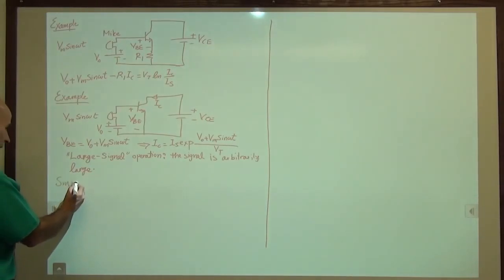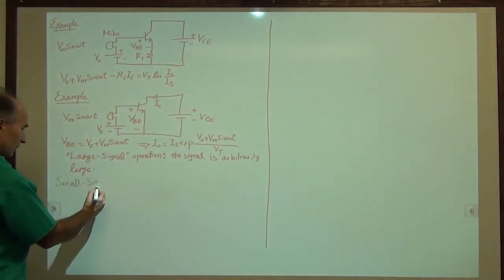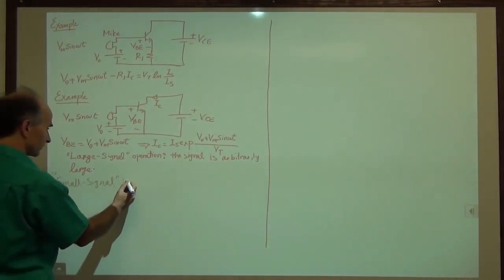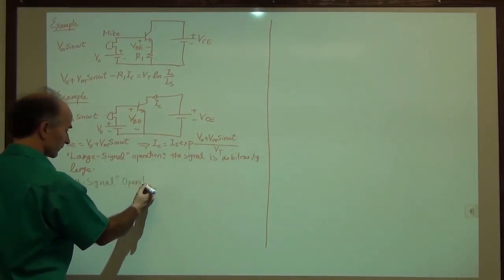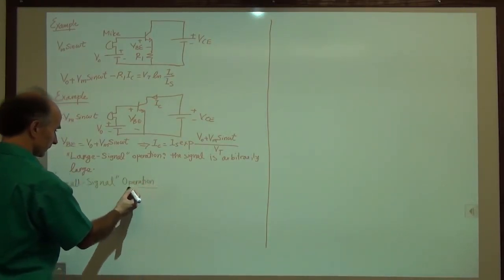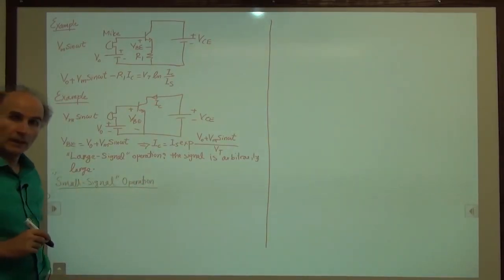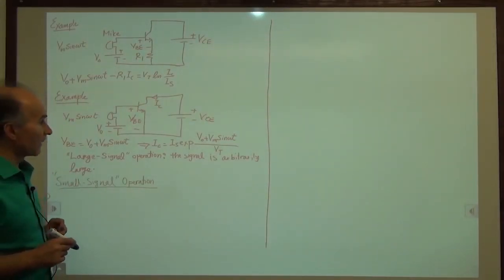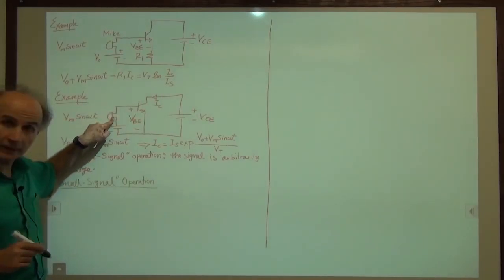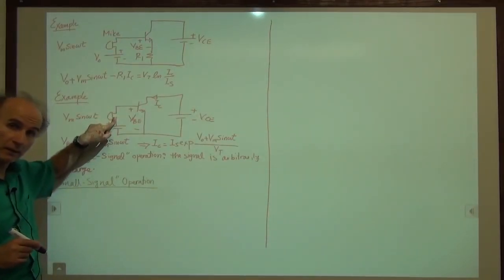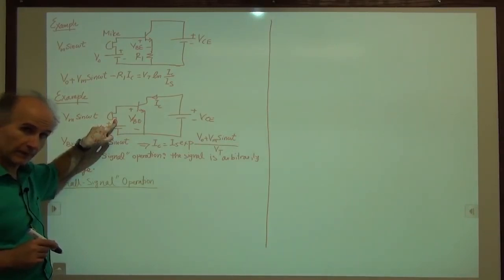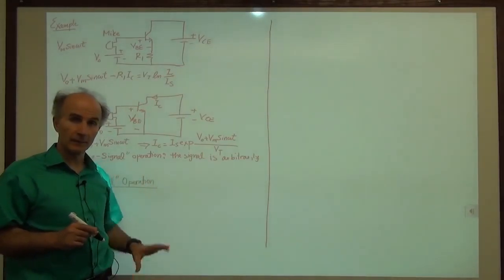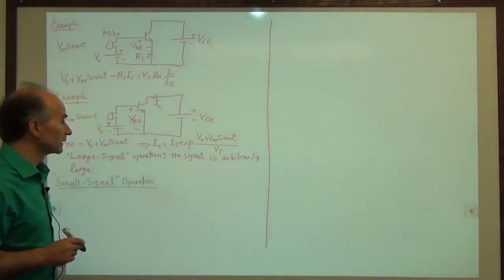So, small signal operation. In the small signal regime, we make one assumption. The assumption is that the signal that is coming into the circuit is small. Small compared to what? Well, we'll see shortly. It has to be small compared to Vt, but that's to be shown. All right.